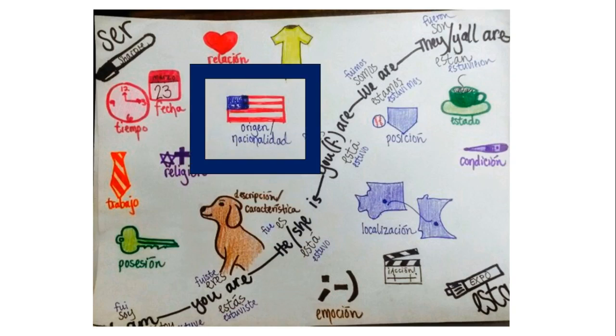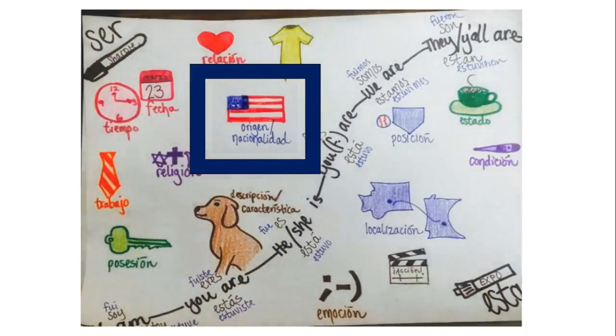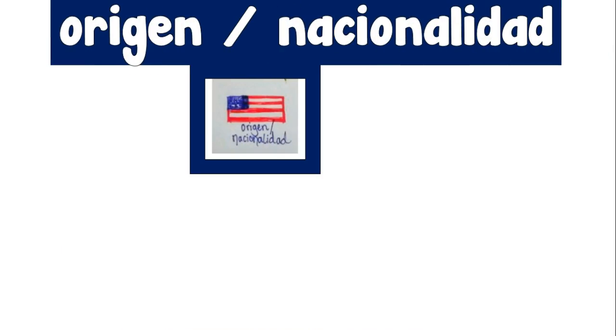Now let's look at origin and nationality. This one is pretty straightforward. This talks about where we are from or what nationality we are. Obviously, you can only be from one place and you can be multiple nationalities, but you can't change either of those facts. You cannot change where you're from. You cannot change what nationality you are. And so therefore in Spanish, we use our permanent Sharpie marker to be to describe this.